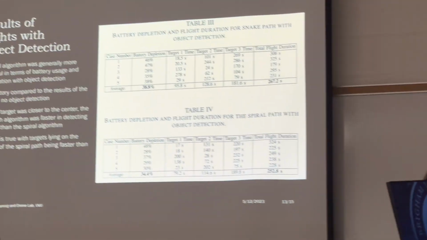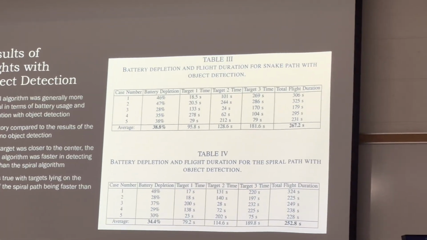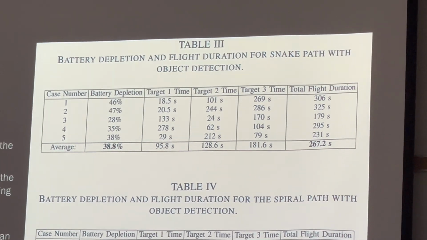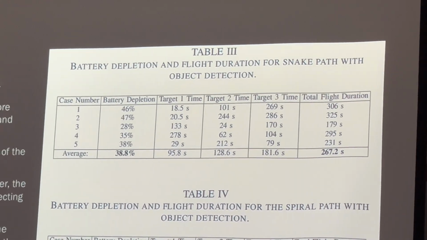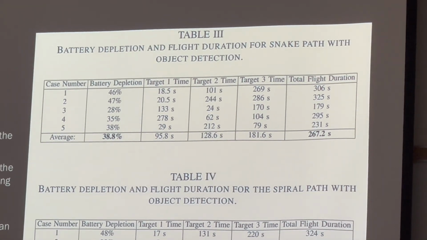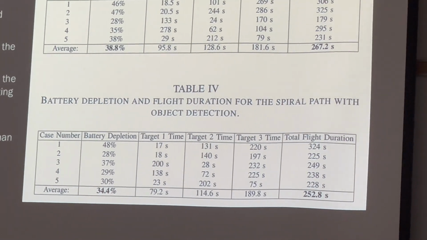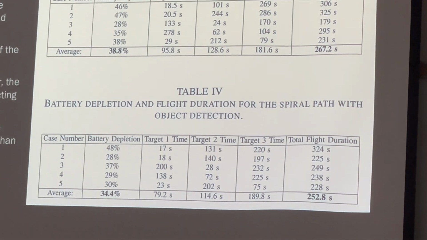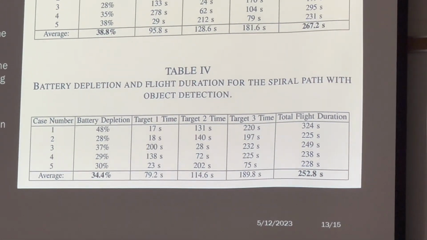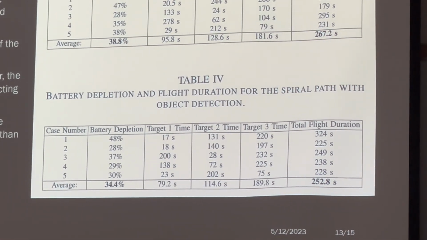These are our results. The top here is for snake path and the bottom is for spiral path. The results seem contradictory to our previous results when there were no fans and we didn't use object detection. The spiral seemed to do better as it was able to have better battery depletion. This is not the battery life that remained, this is how much was depleted, so a smaller number is better. And the flight duration is also lower than in the snake path.